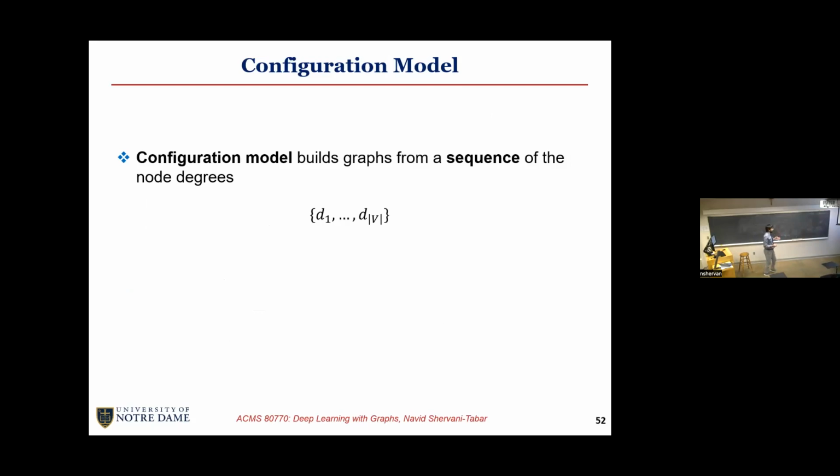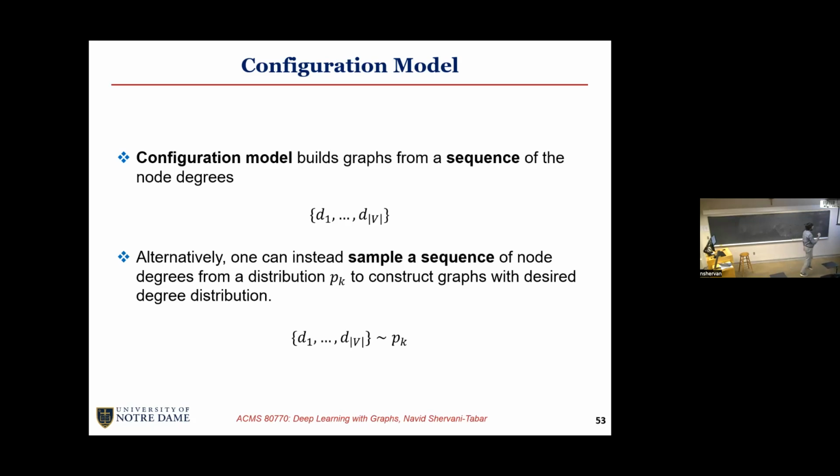In the configuration model, you're assuming that you're given a set of nodes in the graph, and you're also given a sequence of degrees corresponding to those nodes. So we know the nodes, so we know that we have V nodes, and then we know what degrees those have. So let's say that I have a set of degrees d1 through dV, and with that constraint, I want to construct a graph.